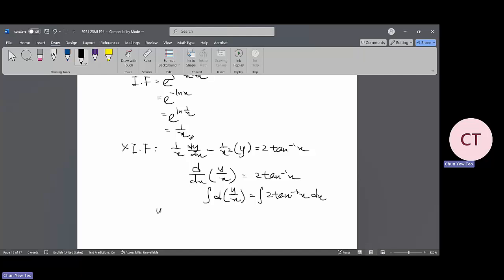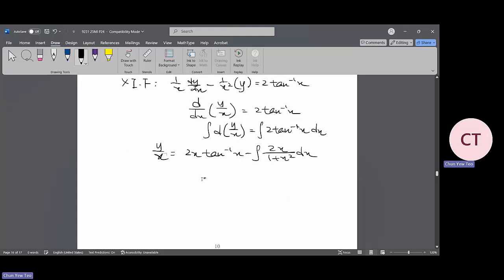So on your left hand side you will get y over x, and on your right hand side you have to use integration by parts. You get 2x arctan of x minus the integral of 2x over 1 plus x squared dx. So continue to integrate. You will get your left hand side, and the right hand side as a minus a ln of the function plus a c.